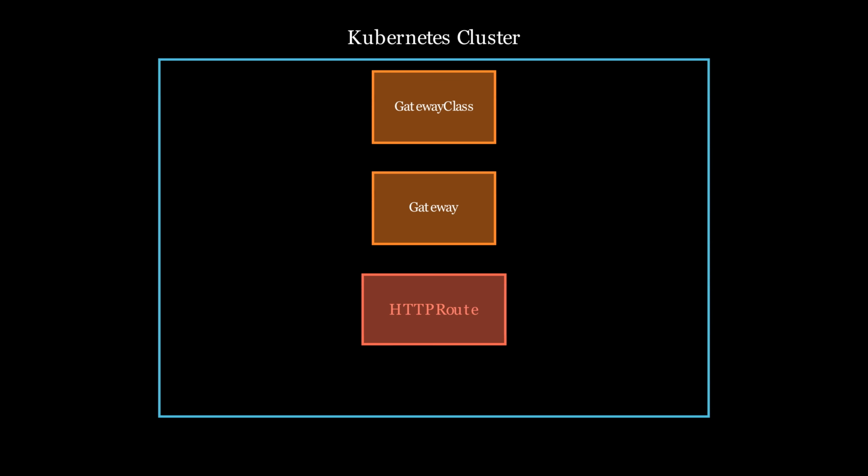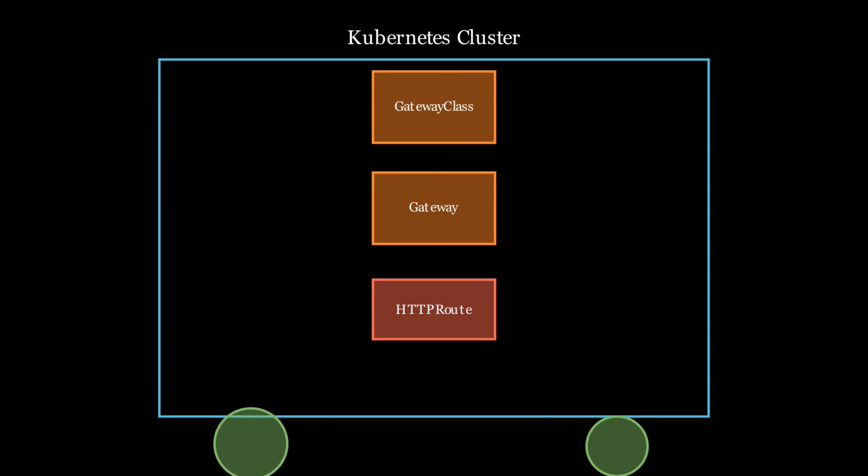The HTTPRoute is a routing resource that specifies how HTTP traffic should be forwarded from the gateway to Kubernetes services. It contains matching rules, header manipulations, and traffic splitting capabilities.